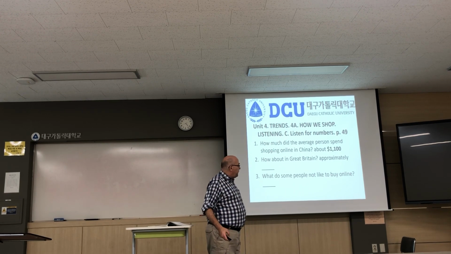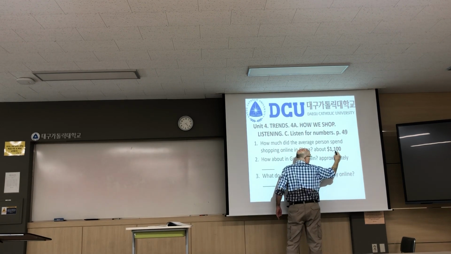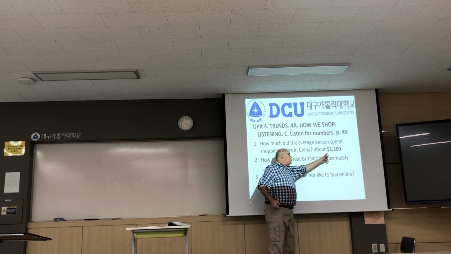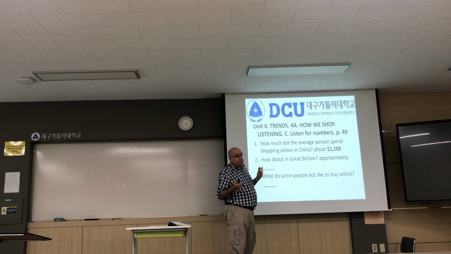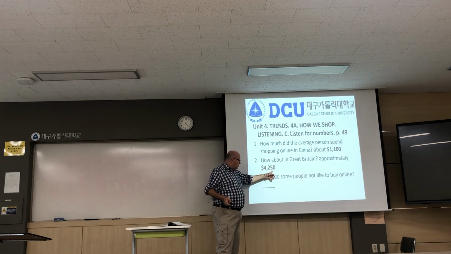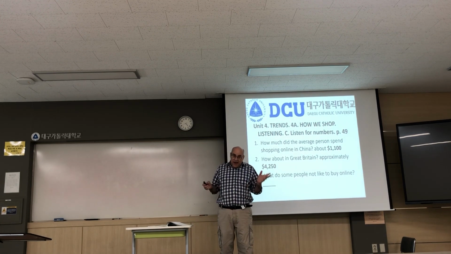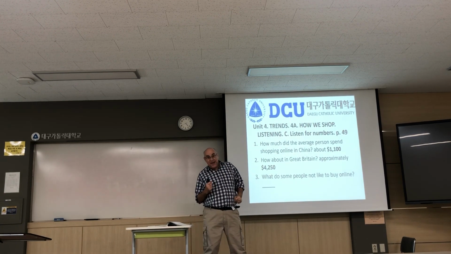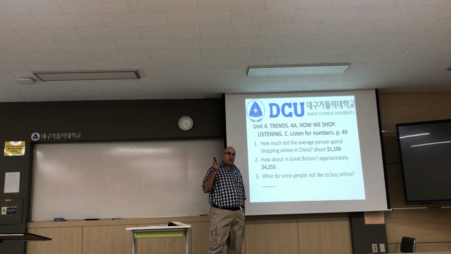About $100. And about means close. How about in Great Britain? Approximately, so close, $4,250. And the last one is not numbers. Yay! What do some people not like to buy online? And that is food.